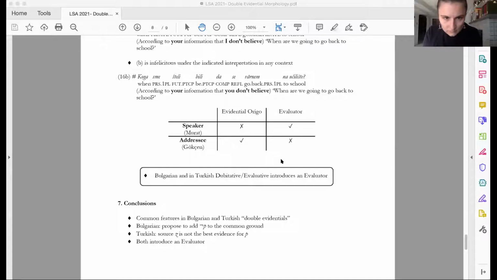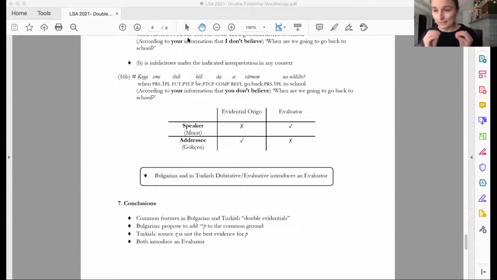So maybe I'll start. I thought this was very interesting. Since you discuss the evaluator as an indexical element, I was wondering what happens in embedded environments where we might expect that an element like that could shift. Yeah, so I investigated that for Turkish, and the judgments were somewhat less clear.